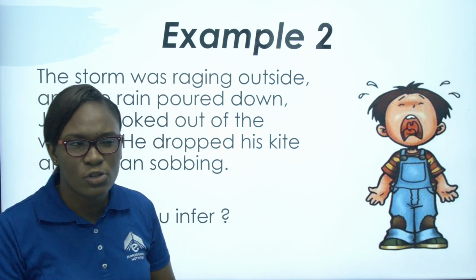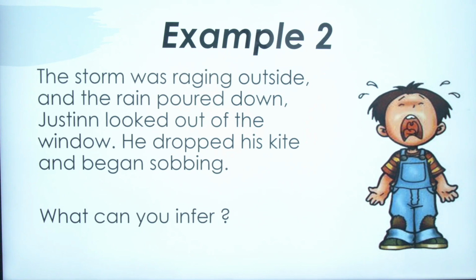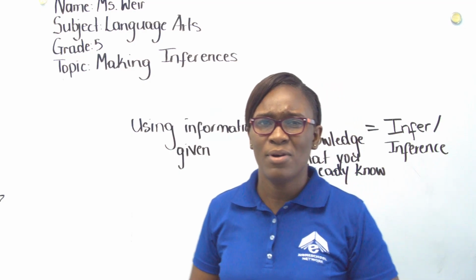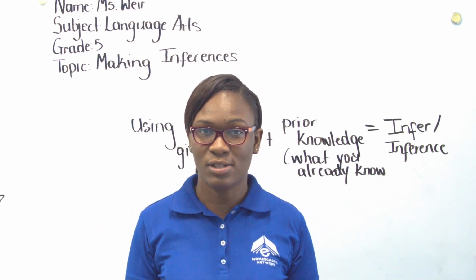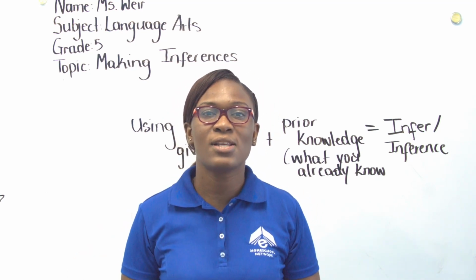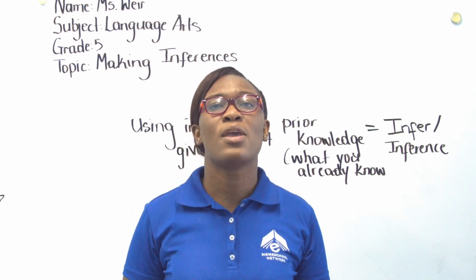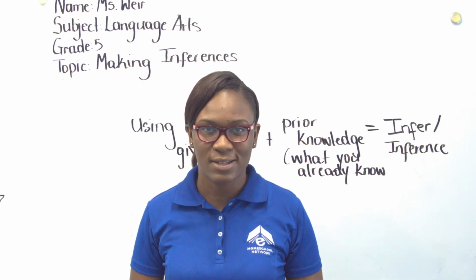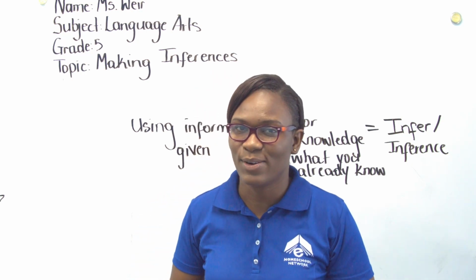He moves the curtain to just look outside and realizes that, wait, rain. It's raining. But that means I can't fly my kite. And that's when he immediately started sobbing. So this is saying that Justin really wanted to fly his kite, and because of the rain, he became extremely upset. Let's do one more before we move on. Let's take a look.